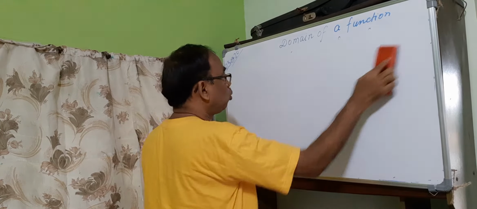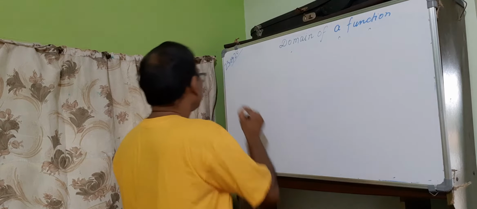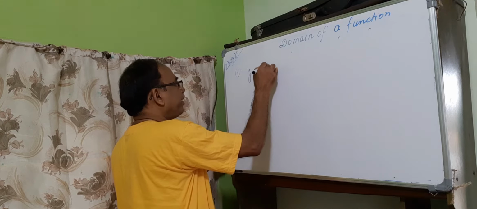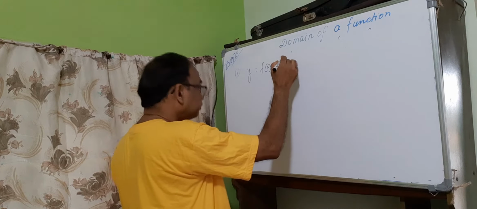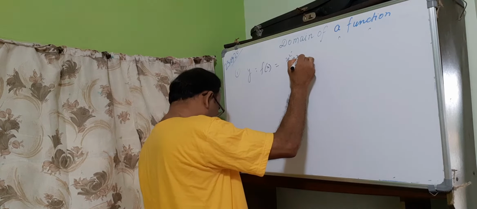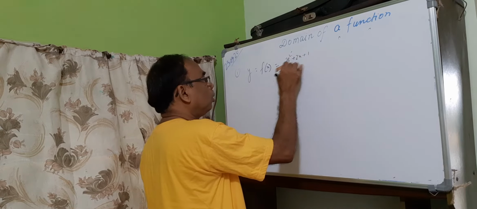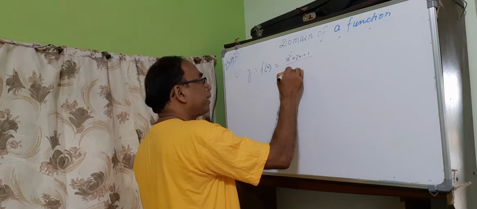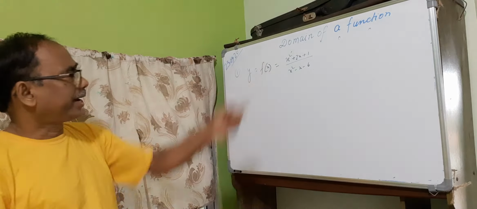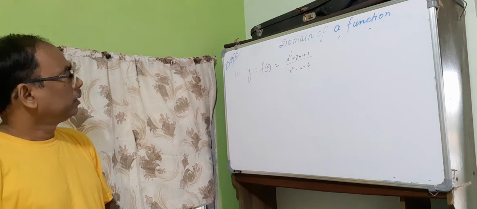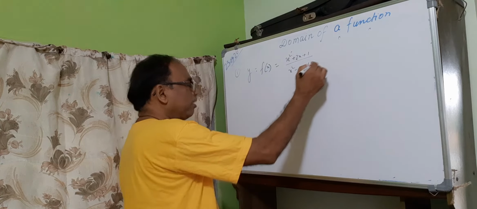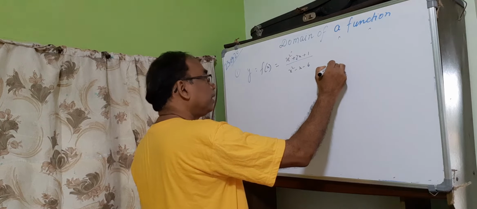How could we find domain of the function? So question number 1, suppose given y equals f(x), function of x equals x square plus 2x plus 1 over x square minus x minus 6. This is rational, p by q form. We can find domain of the function.